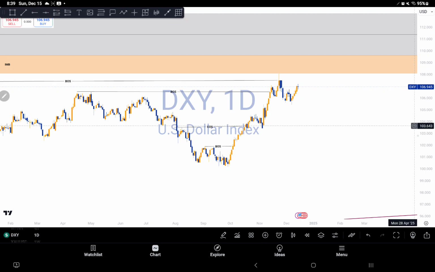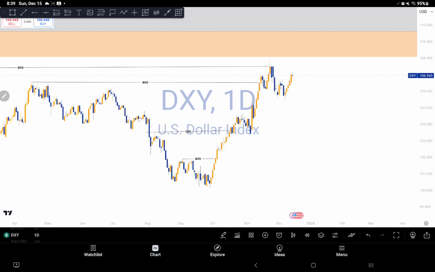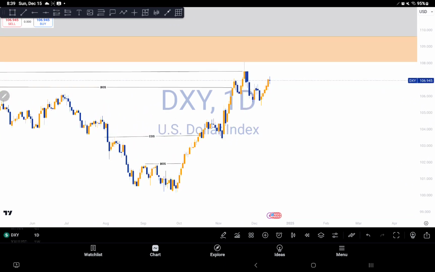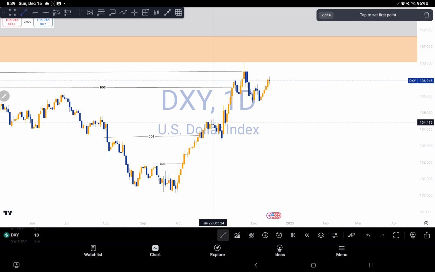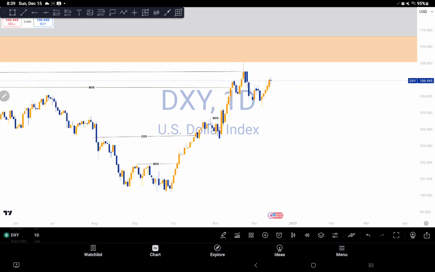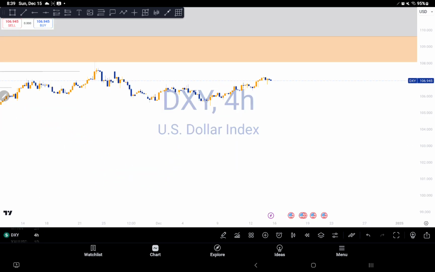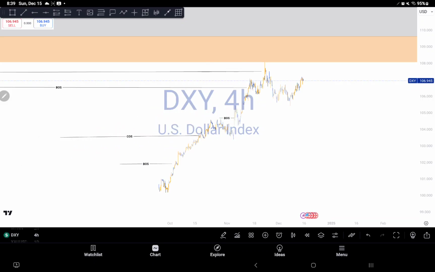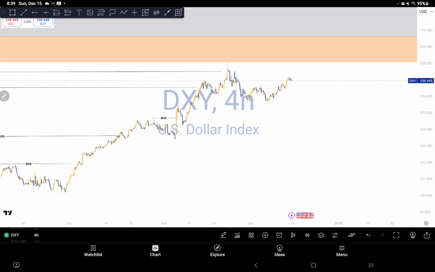Right. So it just shows the market is going to continue to push to the upside. Like I said, we have this mini break of structure as well, the internal break of structure right here. So let's go to my forward time frame and see if there is anything significant around this area right here.